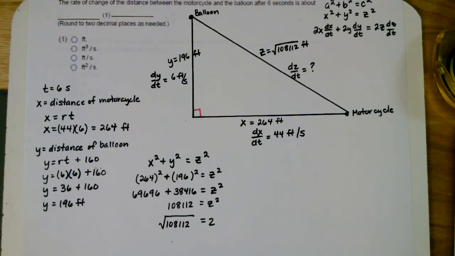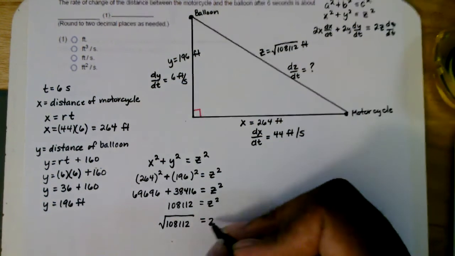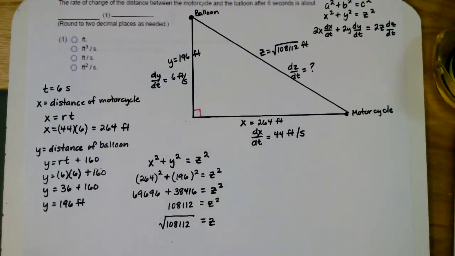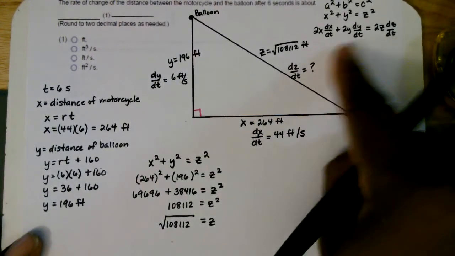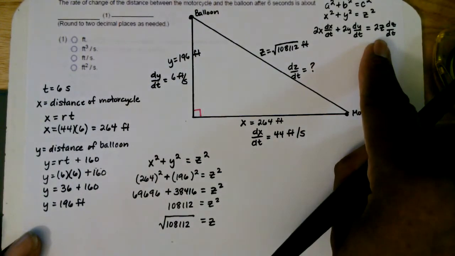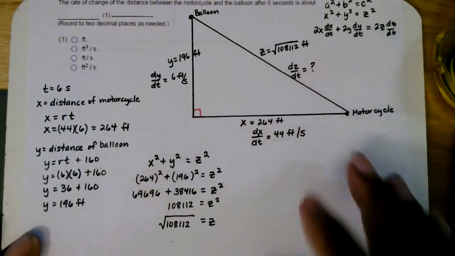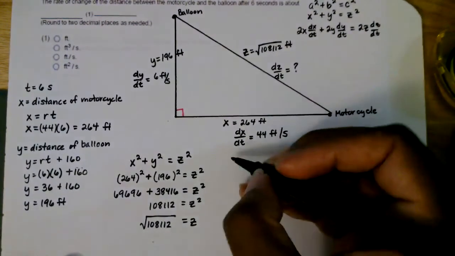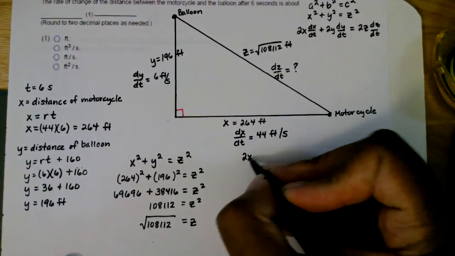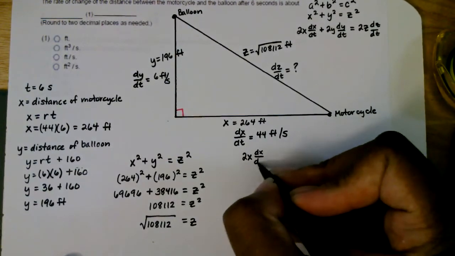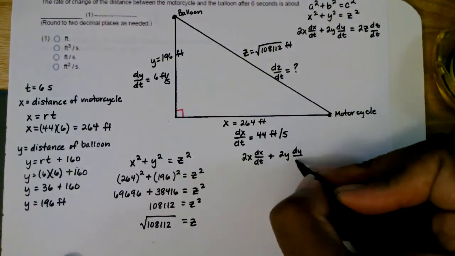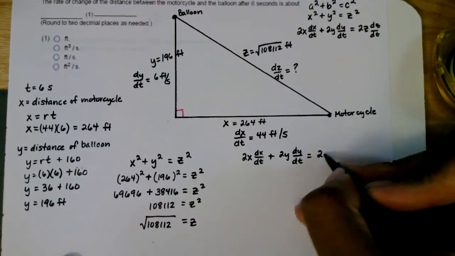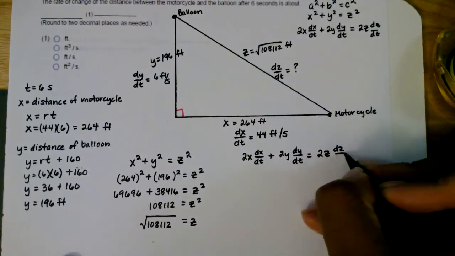All right, next is this. Since we know what z is, and x and y, and we know what dy dt is and dx dt is, we can use that formula where we differentiated both sides, which is that 2x dx dt plus 2y dy dt equaling 2z dz dt.